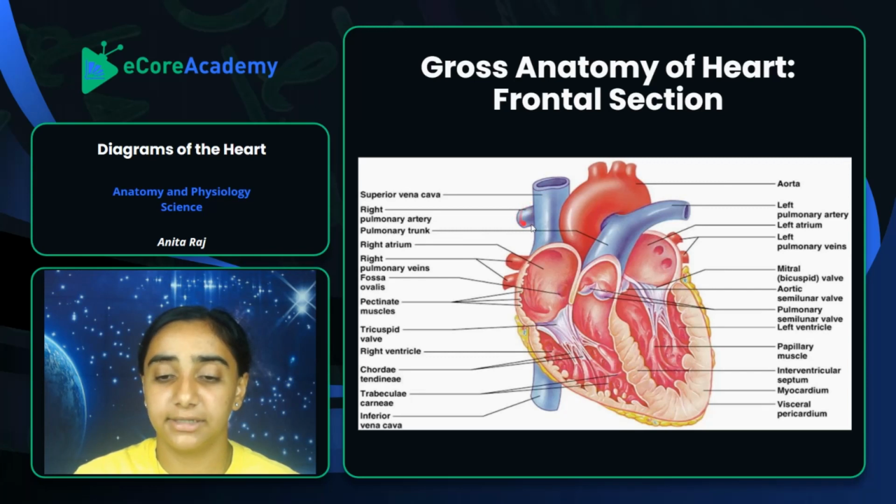You have your right pulmonary artery right over here. It takes that deoxygenated blood coming from the pulmonary trunk into the lungs. You have your pulmonary trunk here. It takes the deoxygenated blood from your right ventricle through your pulmonary artery and into itself.